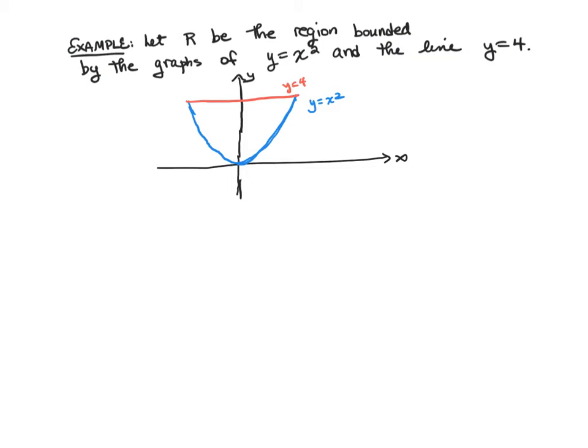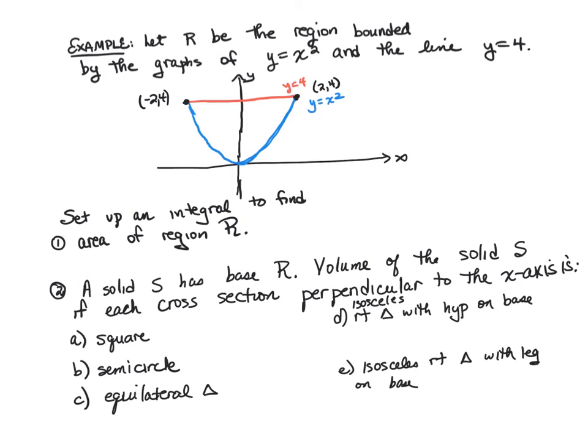Okay, so let's consider region R to be bounded by the graphs of y equals x squared and the line y equals 4. I picked two simple curves that are easy to sketch, and obviously our points of intersection here would be (2, 4) and (negative 2, 4). All right, so let's set up an integral to find the area of this region R. And again, region R is this enclosed region here.